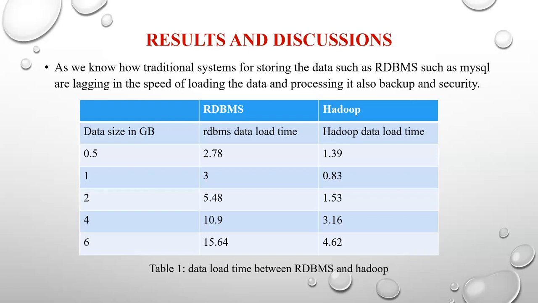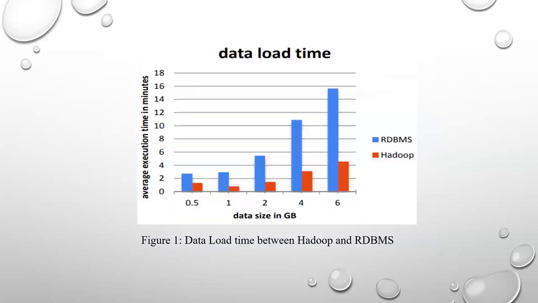This is the loading time in RDBMS, and the loading time in Hadoop is shown in the table. If the data size is 0.5, RDBMS takes around 2.78 minutes to load and Hadoop takes 1.39. So Hadoop takes much less time to load large amounts of data. And this is the graph showing how Hadoop and RDBMS vary in loading time.